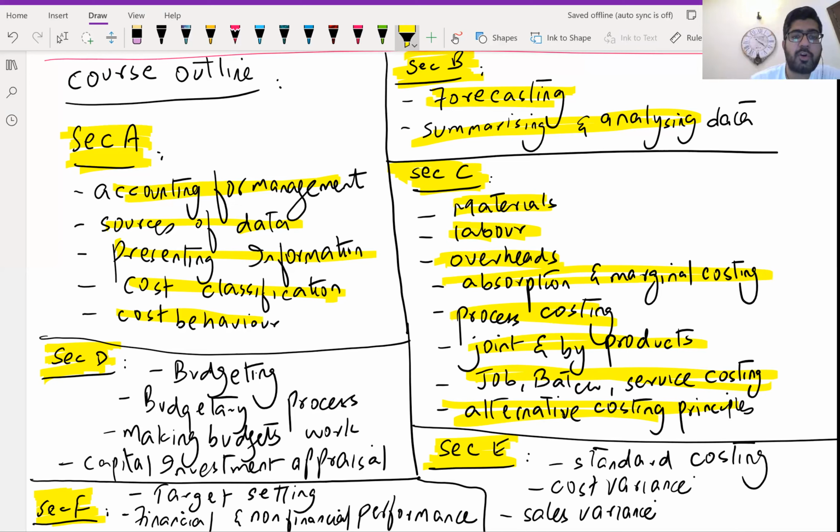Section D is all about budgeting: how to make budgets, the process of budgeting, how to make budgets work, and investment appraisal, that whenever you are going to invest your money anywhere, how to appraise or evaluate that. Section E is standard costing and variances. You will discuss 2 types of variances here, cost variance and sales variance. And section F is all about target setting and evaluation of financial and non-financial performance. So this is what your course outline looks like, which we will complete over the span of our syllabus.